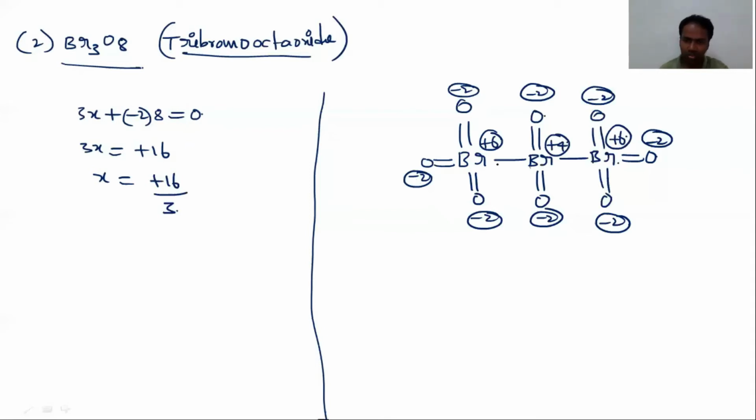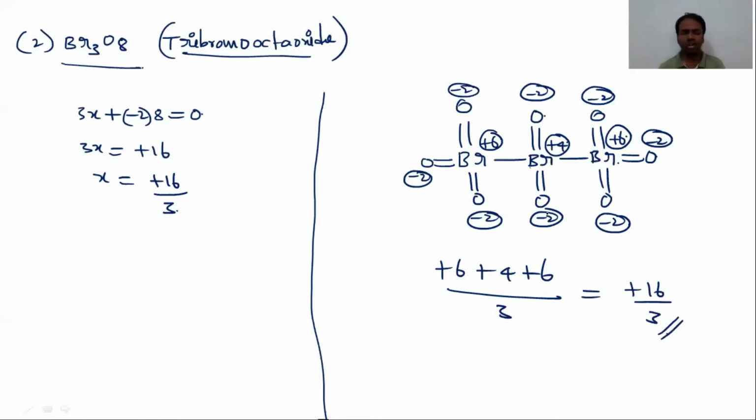So what is the positive charge here? +6, +4, and +6. Present on how many bromine atoms? 3. So the total is +16 by 3. So this is the oxidation state here. In this molecule, 2 different bromines are there. One bromine shows the +4 oxidation state, that is the middle bromine. The 2 terminal bromines show the +6 oxidation state. So this is tribromine octoxide.